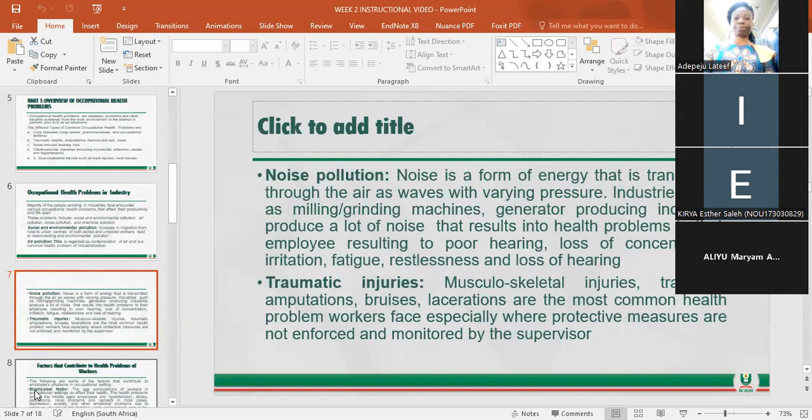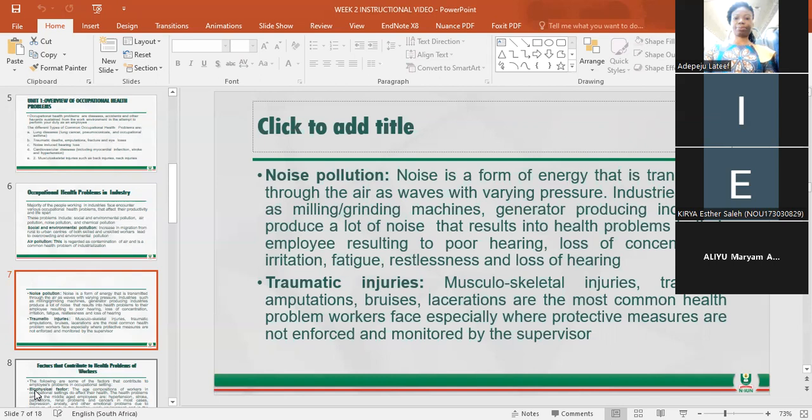What about noise pollution? It is a form of energy that is transmitted through the air as waves. So everything still boils down to industry. In some industries, the kind of noise generated by the machines, the engines or the generators that they use affects the ears of many employees working in that department, either production or even maintenance sometimes.